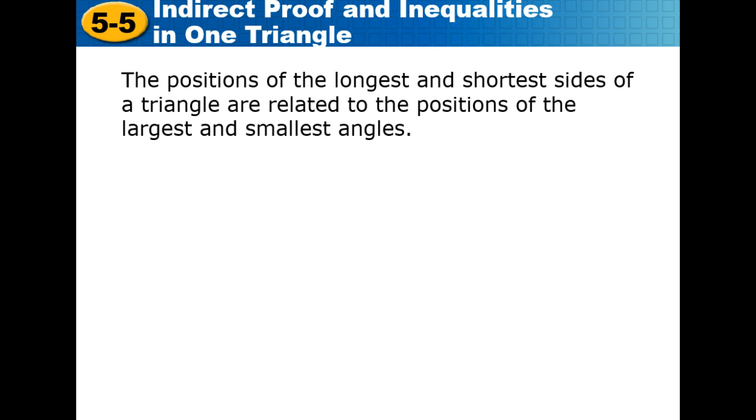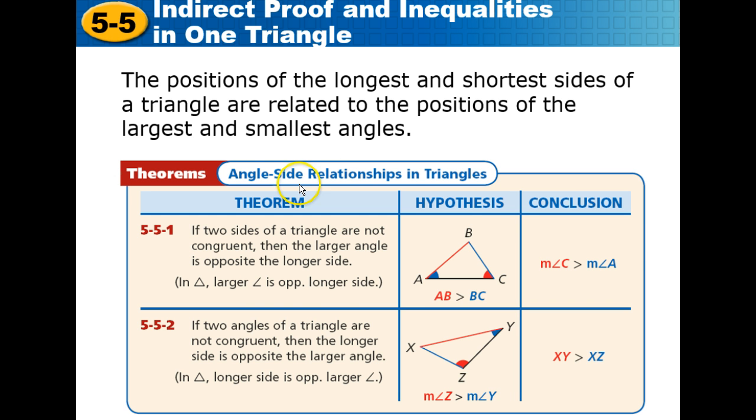So basically if we have a triangle, then wherever the longest and shortest sides of the triangle are has something to do with the biggest and smallest angles. And I think you're going to be able to use common sense to figure this out. So the theorem, and I don't want you to write this whole thing down, just says that in a triangle, the larger angle is opposite the longer side, okay?